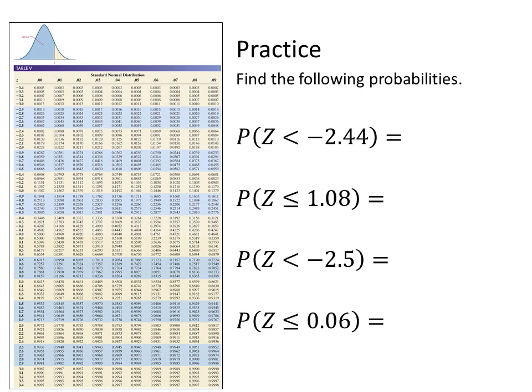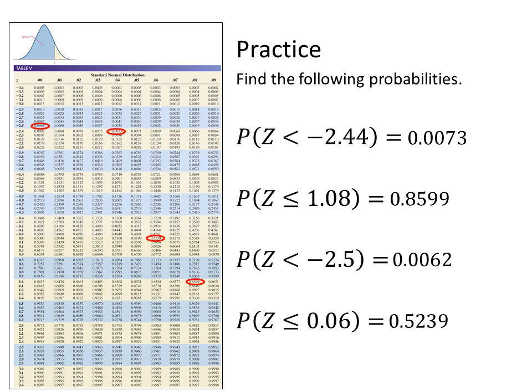All right, you should have got the area to the left of negative 2.44 is 0.0073. The area to the left of 1.08 is 0.8599. The area to the left of negative 2.5 is 0.0062. And the area to the left of 0.06 is 0.5239.